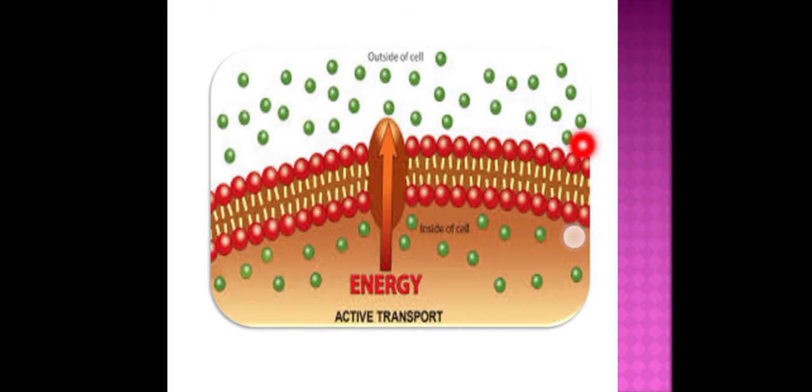Here we can see that this is the inside of the cell and this area is outside of the cell. Inside the cell there is a lower concentration of particles or molecules, and outside of the cell there is a higher concentration of molecules or particles. So particles are moving from an area of lower concentration to an area of higher concentration. Energy is required. That's why it is called active transport.